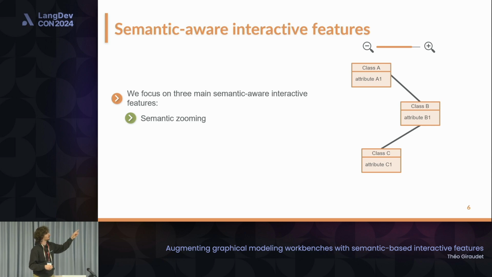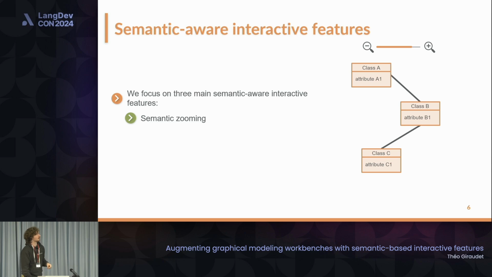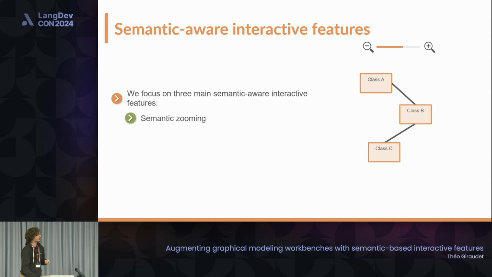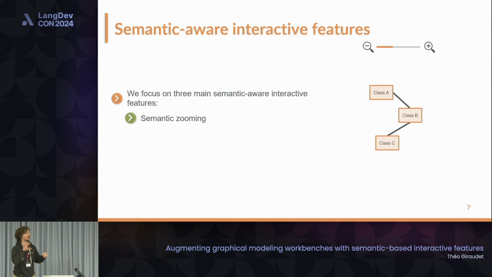The first one is semantic zooming. Basically, on the right you have a diagram, and you have a zoom in and zoom out feature, the graphical zoom. And when you zoom in or out of this model, you can decide to hide, show, or change the style of different elements from the model. So for instance here, when I zoom out, I hide the different attributes, because here the attributes will be too small and are not really relevant at this level of detail.